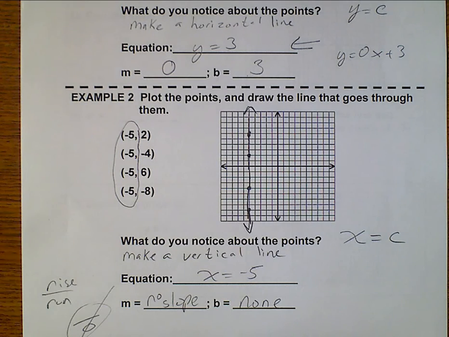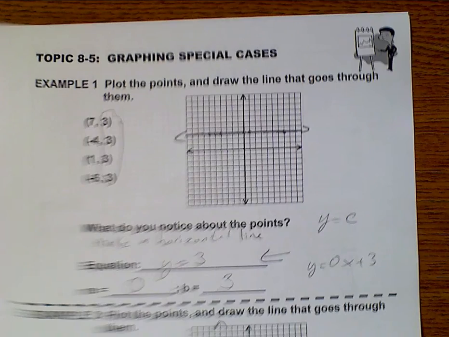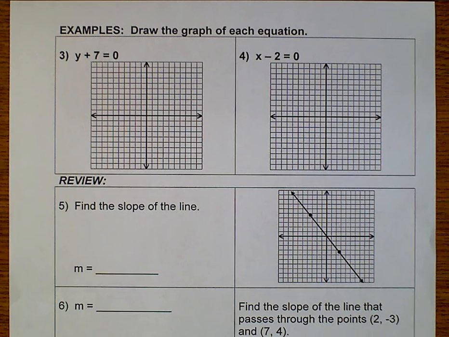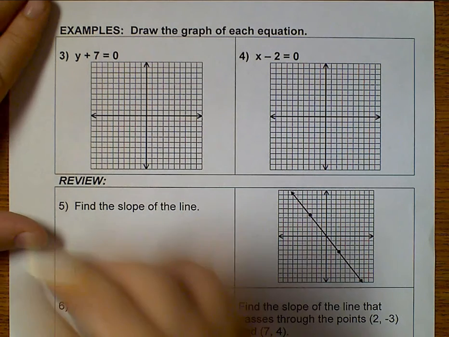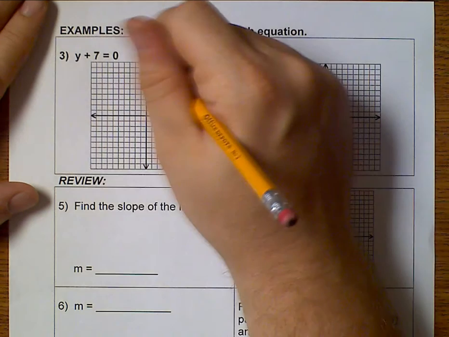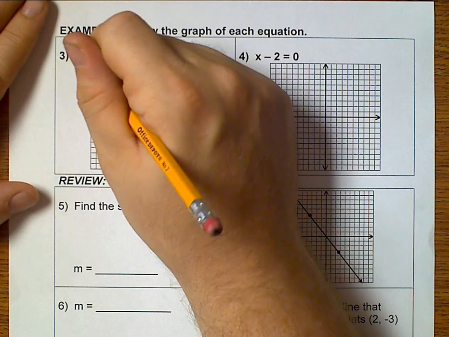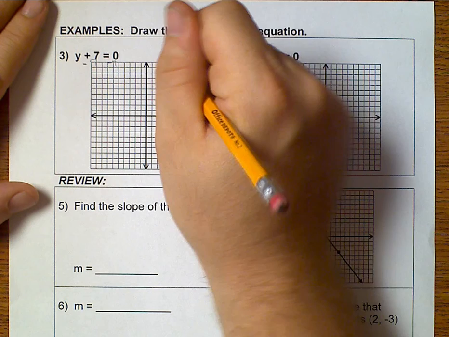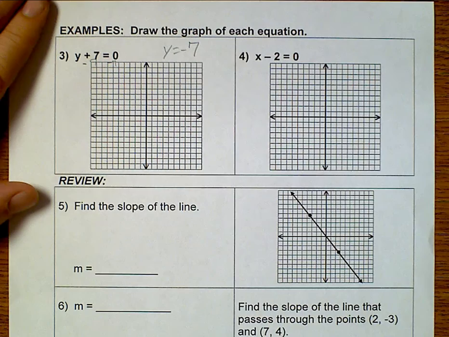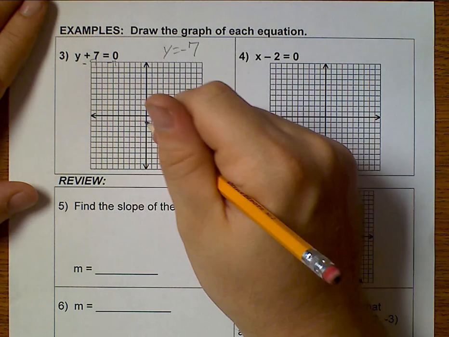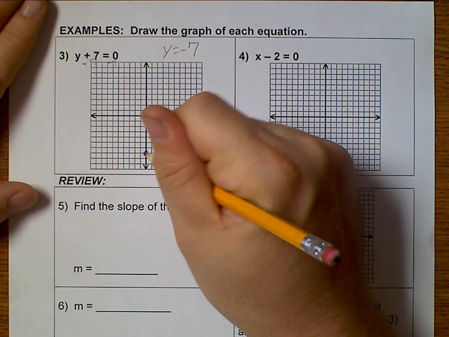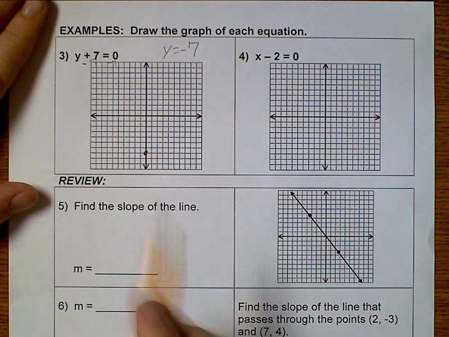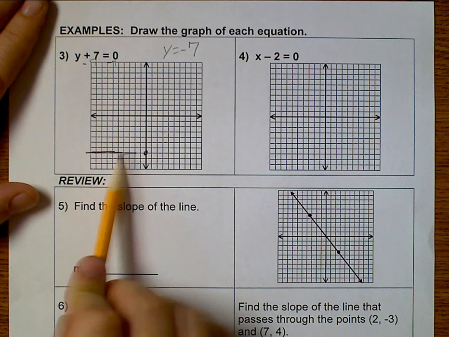Move on to the next page. Well, now we want to graph these. So the first thing is I need to solve for y. So when I subtract 7 from both sides, I get that y equals negative 7. Well, let's plot that. 1, 2, 3, 4, 5, 6, 7. And then I just draw a horizontal line.